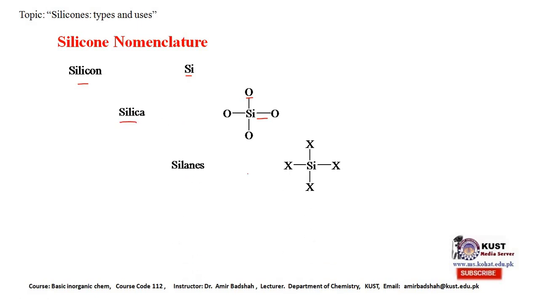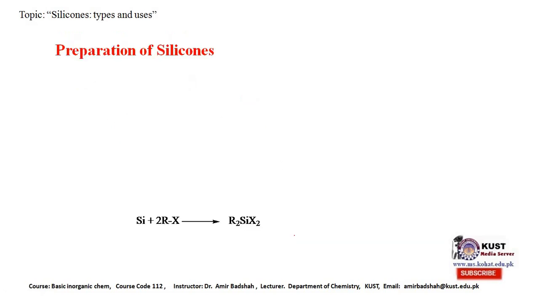And if the silicon is bonded to 4 different atoms, maybe hydrogen or chlorine, maybe halogens, then such types of compounds are called silanes. And if it is bonded with 2 oxygen atoms and 2 organic groups, then such types of compounds are called siloxanes. So we will discuss here only siloxanes.